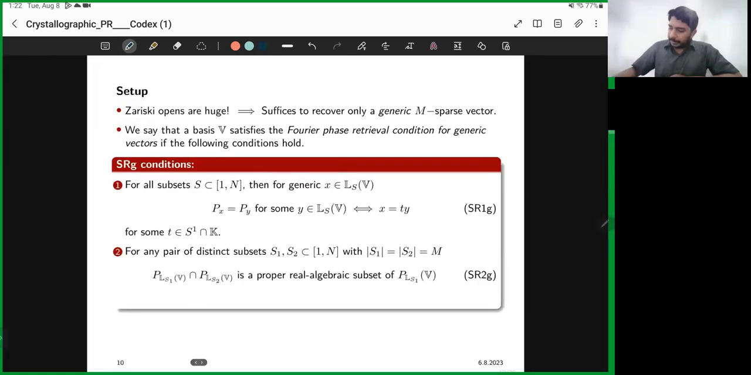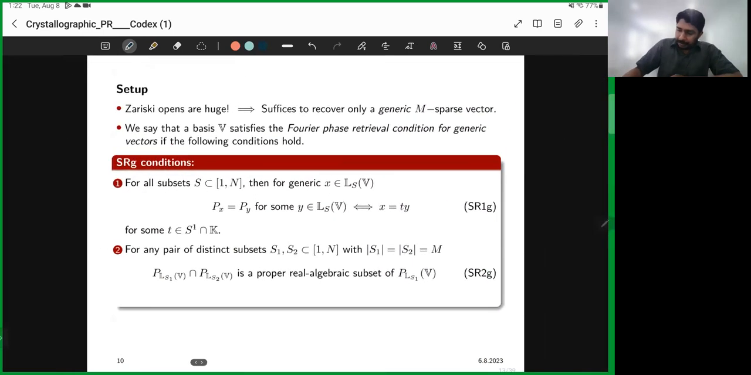Okay, but Zariski opens are huge. So it suffices for me to recover only a generic M sparse vector instead of every M sparse vector. Like I said, a generic vector just means there's a Zariski open set of them that you can recover, and Zariski open sets are huge. They are dense in the Euclidean topology, right? So it suffices to only recover a generic M sparse vector, especially if it's going to make our bounds a lot better, right?